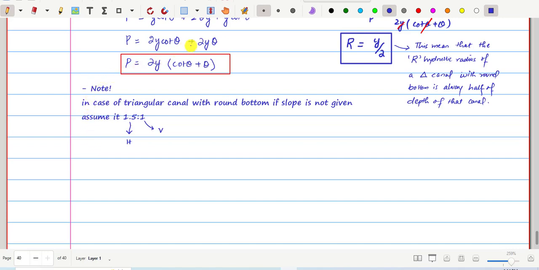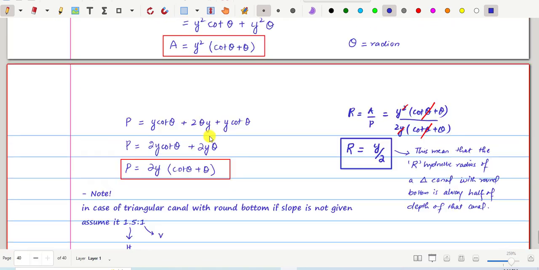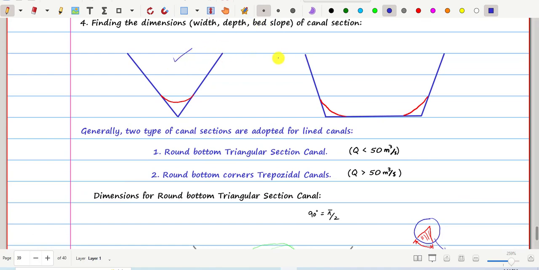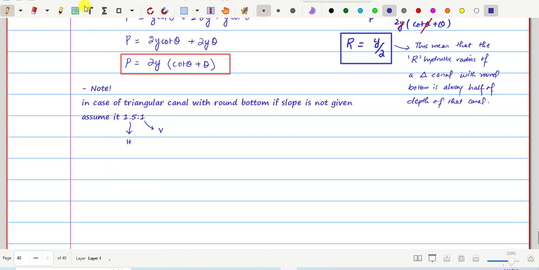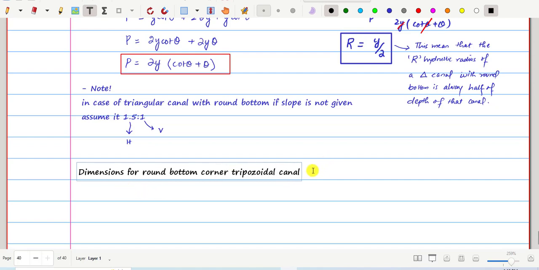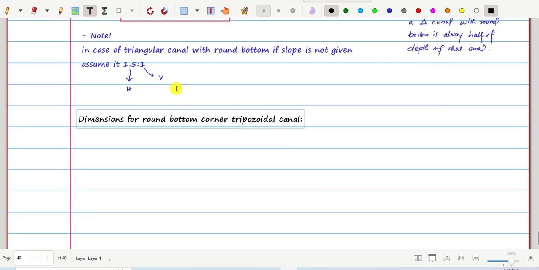So our first section, the triangular section, is done. Now move to the second. What will happen if your lined canal is a round bottom corner trapezoidal canal? The second is, we need to find dimensions for a round bottom corner trapezoidal canal, right? Let's find out the area and wetted perimeter for this.